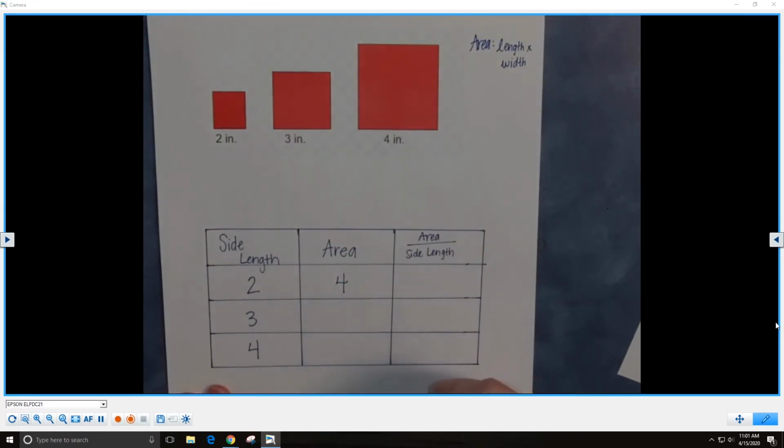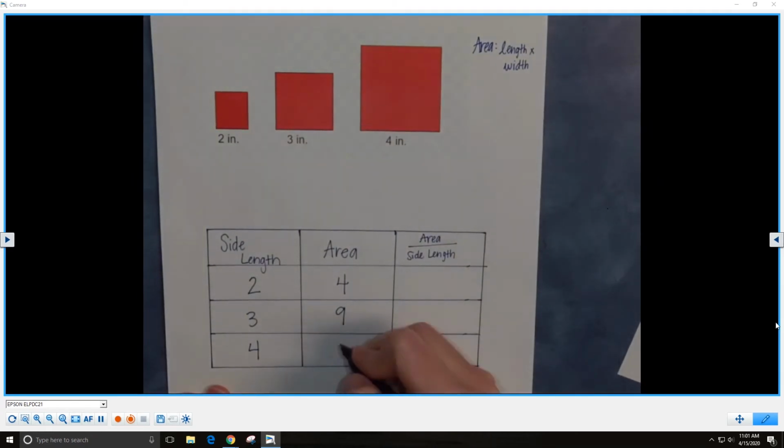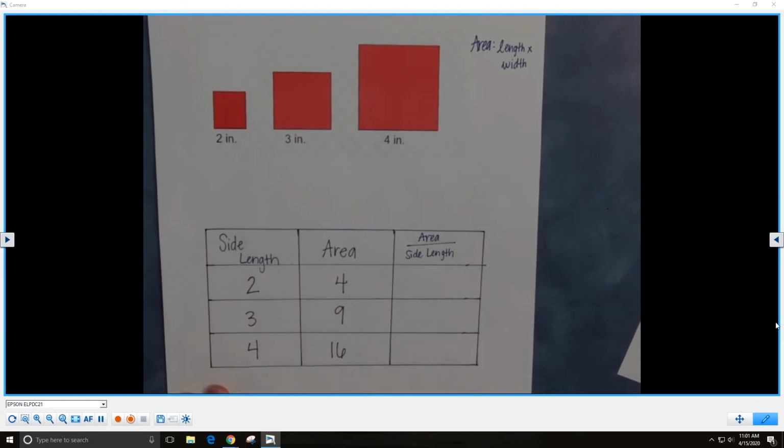4 squared, oh, I skipped 3. 3 squared is 9, because 3 times 3 is 9, the length times the width. And 4 squared is 16, because 4 times 4 is 16.